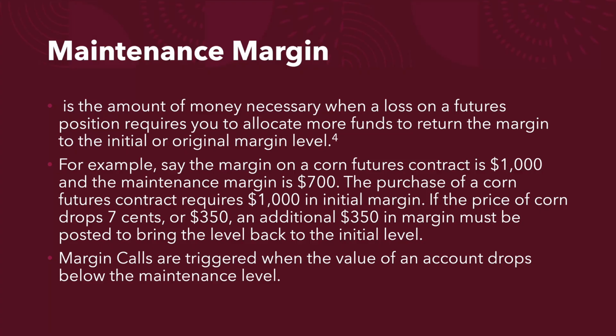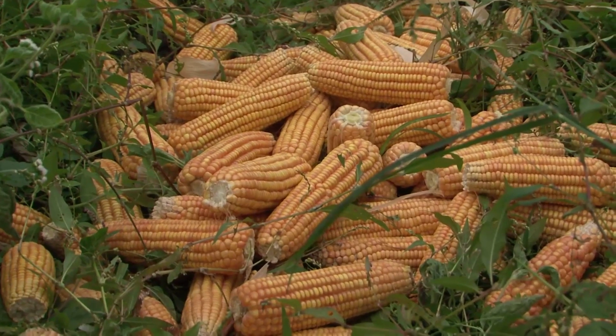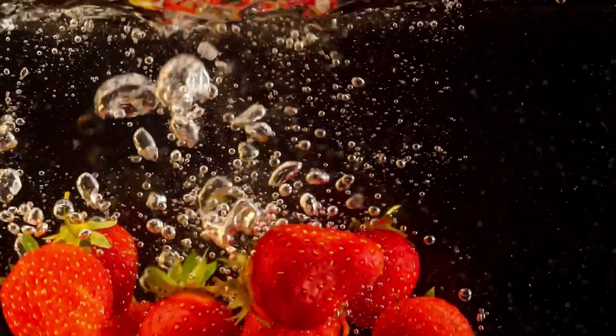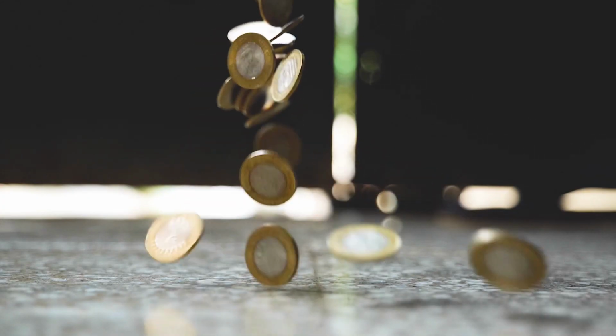For example, say the margin on a corn futures contract is $1,000 and the maintenance margin is $700. The purchase of a corn futures contract requires $1,000 in initial margin. If the price of the corn drops 7 cents or $350, an additional $350 in margin must be posted to bring the level back to the initial level. Margin calls are triggered when the value of an account drops below the maintenance level.